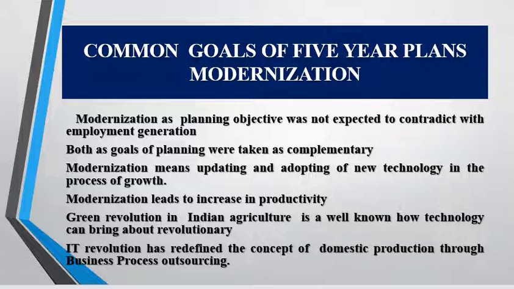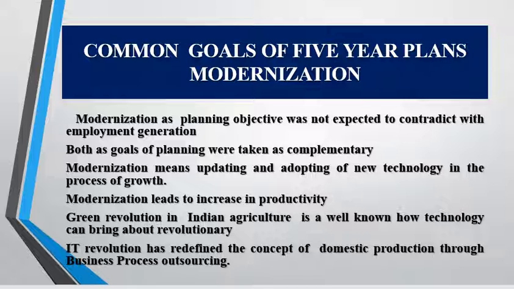Modernization. When we talk about modernization, it means that we are using the latest technology for the purpose of production. We are using the latest technology in agriculture as well as in industry and in the tertiary sector. Modernization as a planning objective was not expected to contradict employment generation. When we talk about modernization, it doesn't mean that it is linked with a reduction in employment. Here we want modernization along with more employment generation. Both are goals of planning, and they are taken as complementary. Both goals complement each other.